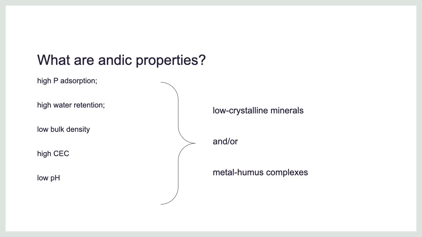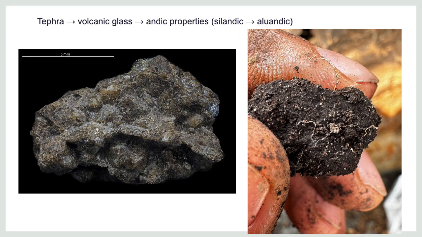All of them, as I said, are strongly related to low crystalline minerals like allophane, halloysite, and ferrihydrite, and/or some metal humus complexes can also produce similar properties, okay? In both cases, I need to identify them as andic properties, okay? But of course, the low crystalline minerals are much more common than these metal humus complexes.